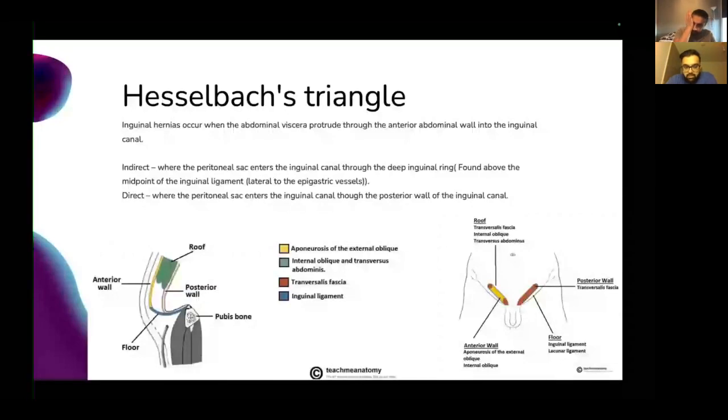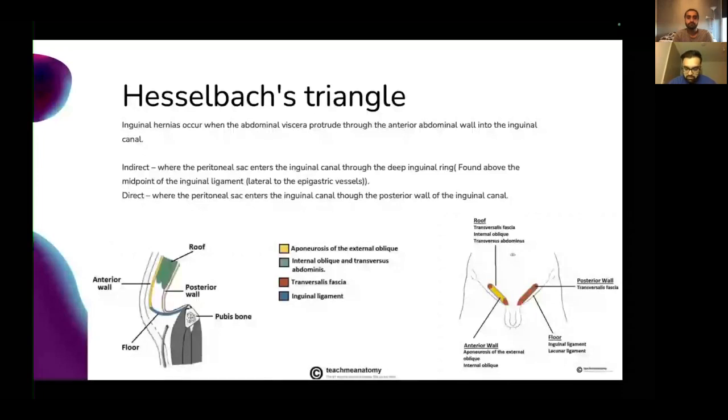So the answer is D, Hesselbach's triangle. Sorry, my computer is just playing up. So the difference between indirect and direct inguinal hernia. First, a hernia, by definition, is when part of the abdominal viscera, any of the abdominal contents, protrude through a cavity or a hole.